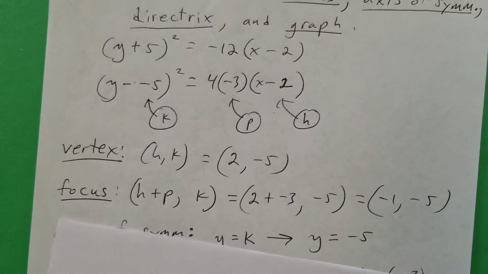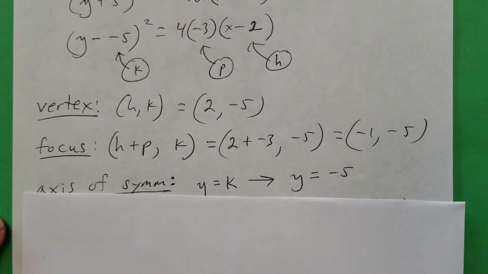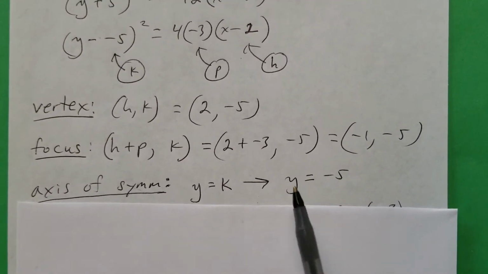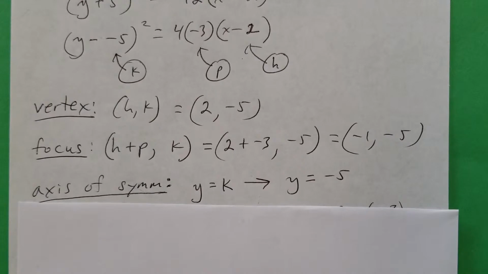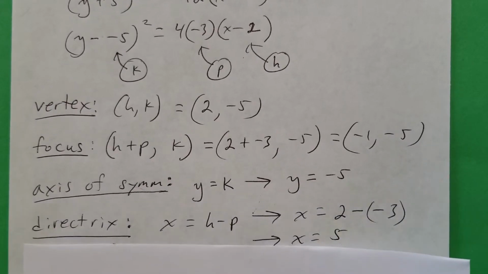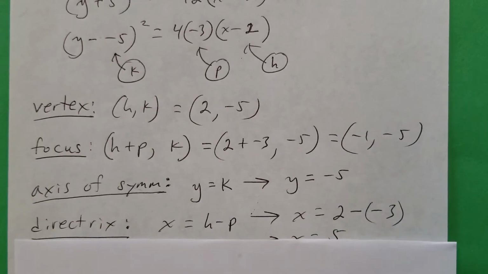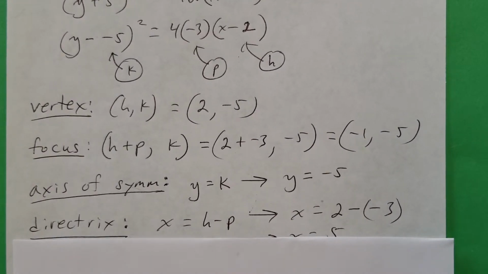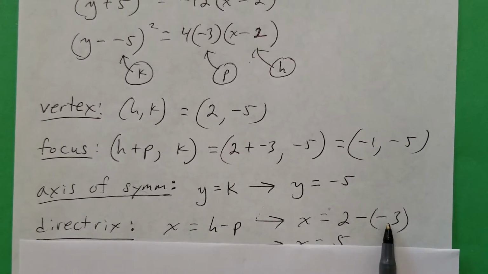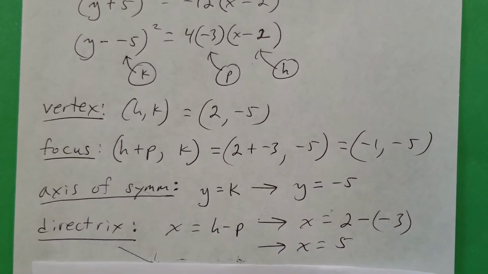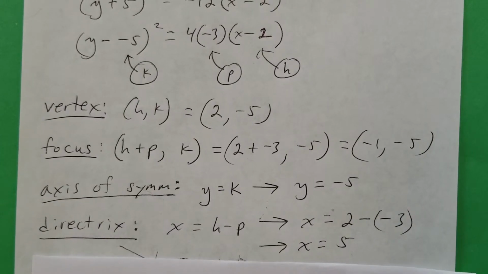How about your axis of symmetry? Well, the axis of symmetry is whatever the k number is. So in this case, it's negative 5. Y equals negative 5. Right? The directrix, that's when you take away the p. So it's 2 minus negative 3, because p is negative 3, and you get 5.